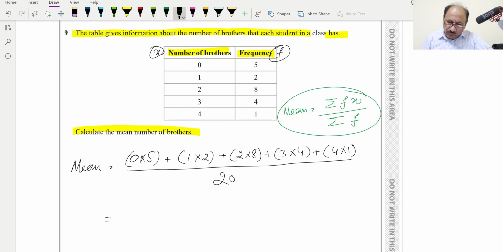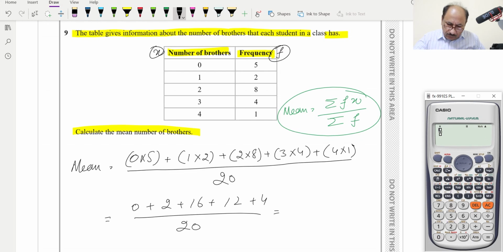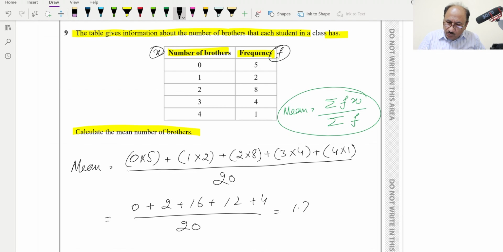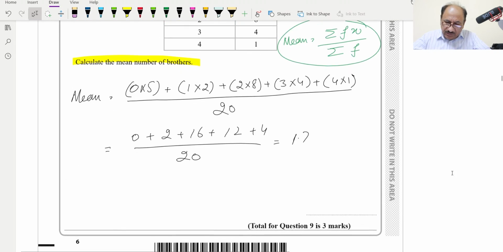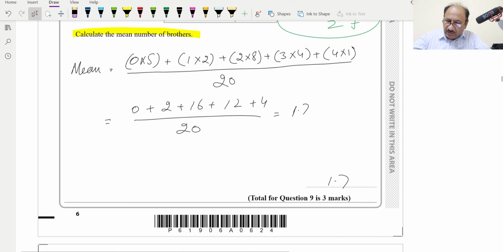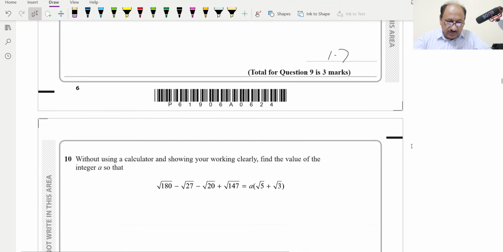Now we can use calculator for this. Before using calculator we will multiply. This will be 0 plus 2 plus 16 plus 12 plus 4, divided by 20, which is equal to 1.7. So 1.7 is the mean value which we can provide as the answer. A 3 marks easy question, straightforward.